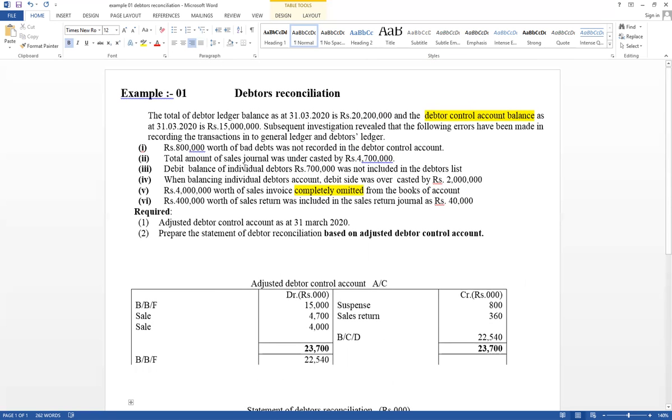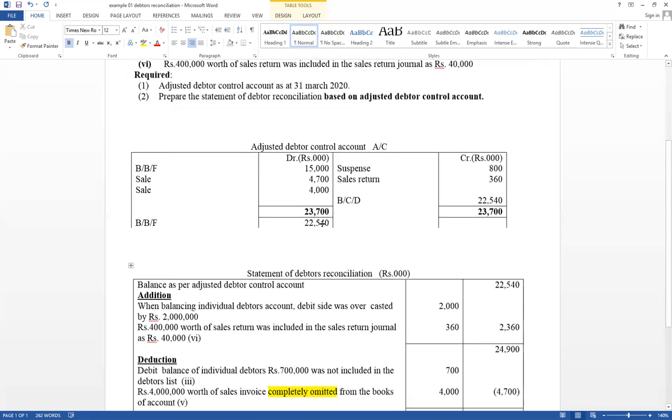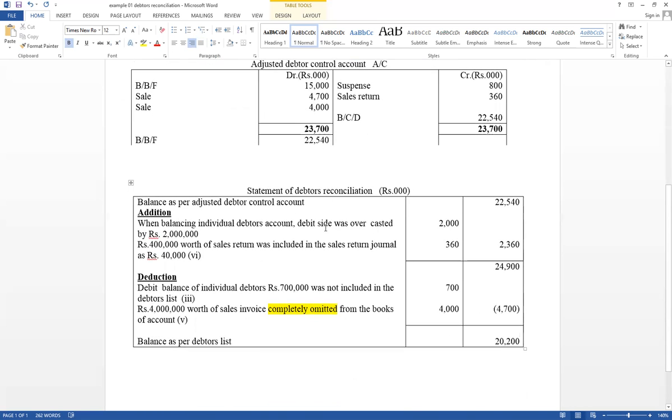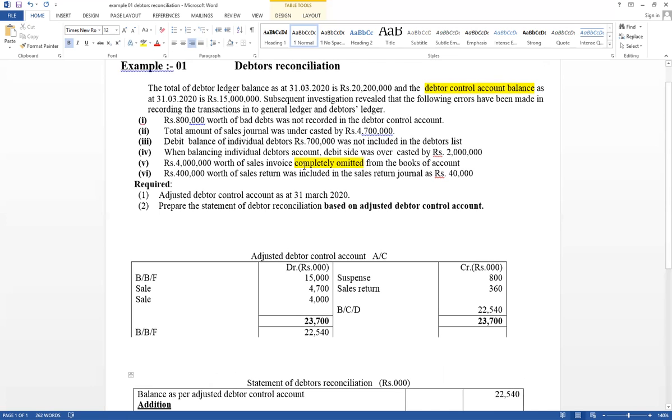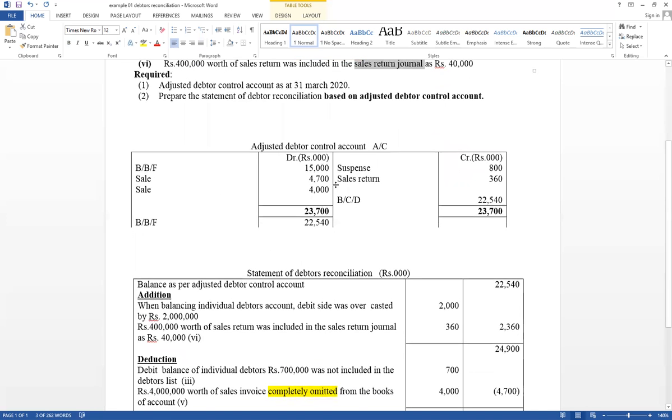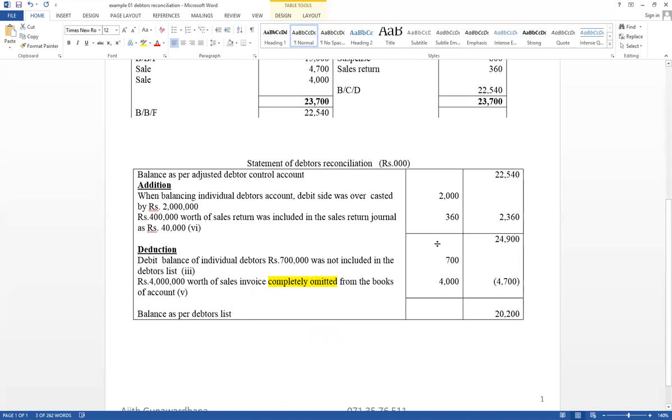Think about it: there are three types of information available. If errors occur in the general ledger, the control account should be adjusted. If errors occur in the debtors ledger, they should be included in the reconciliation. But if it is given as completely omitted or erroneously recorded in the journal, both the adjusted control account and the statement of reconciliation should be adjusted.